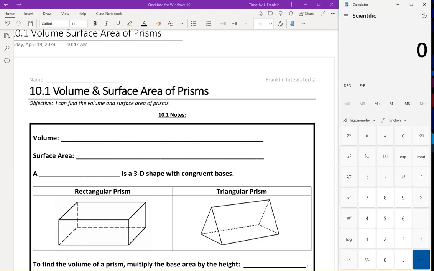Okay, in these notes we're going to talk about volume and surface area, specifically of prisms. Those are the shapes we're going to start with here. So let's get right to it.